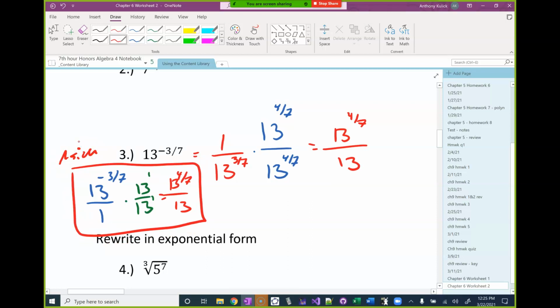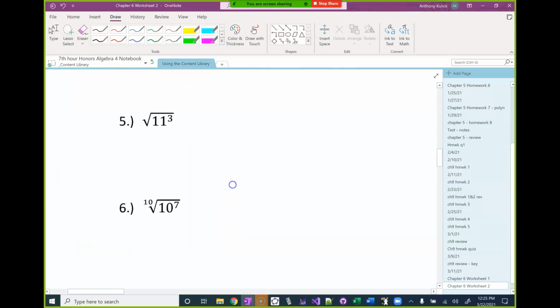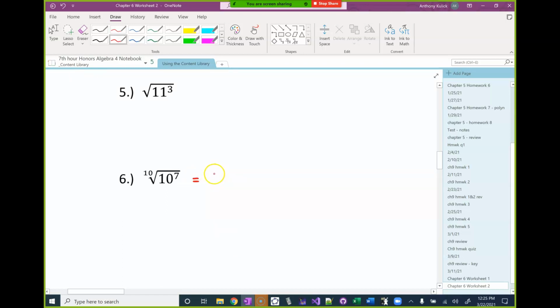Edmund? We do number 6. Sure. So the property I'm going to use means I'm going to have 10 to the 7/10. That's all we can do. 10 is just 2 times 5, so there's no reducing that can happen there. So that's it.